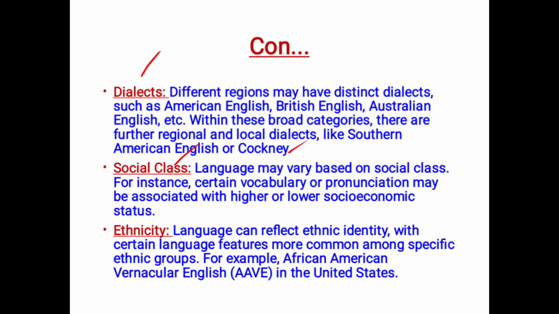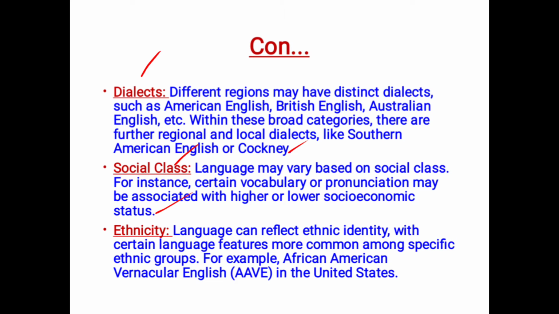Social class, the second example we are having, is social class. Language may vary based on social class. For instance, certain vocabulary and pronunciation may be associated with higher or lower socio-economic status. You may have heard that sometimes people say the word which you are using means you are from the lower class, but the word which any other person uses who is educated, who is from the elite class, means that word belongs to the elite or higher class.